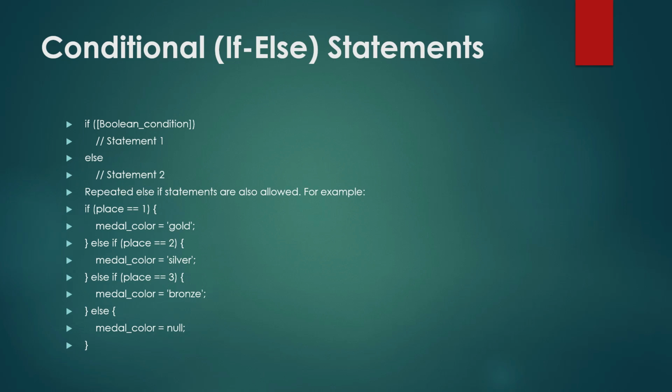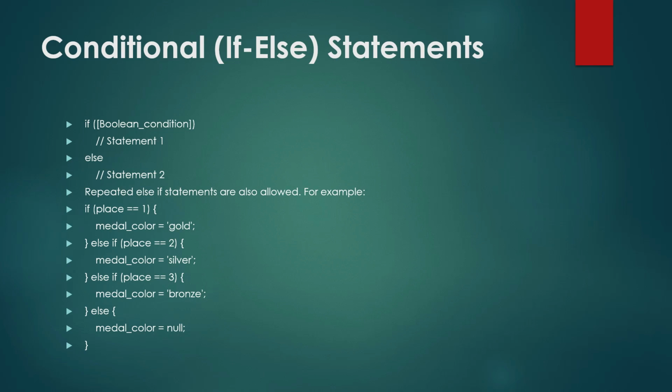So let's understand the if else statement first. If is followed by the boolean condition. If the boolean condition is true, then statement 1 will be executed. Otherwise, if it is false, then the control will come over to the else statement, and statement 2 will be executed. So let's understand the repeated else if statements that are also allowed in Apex.